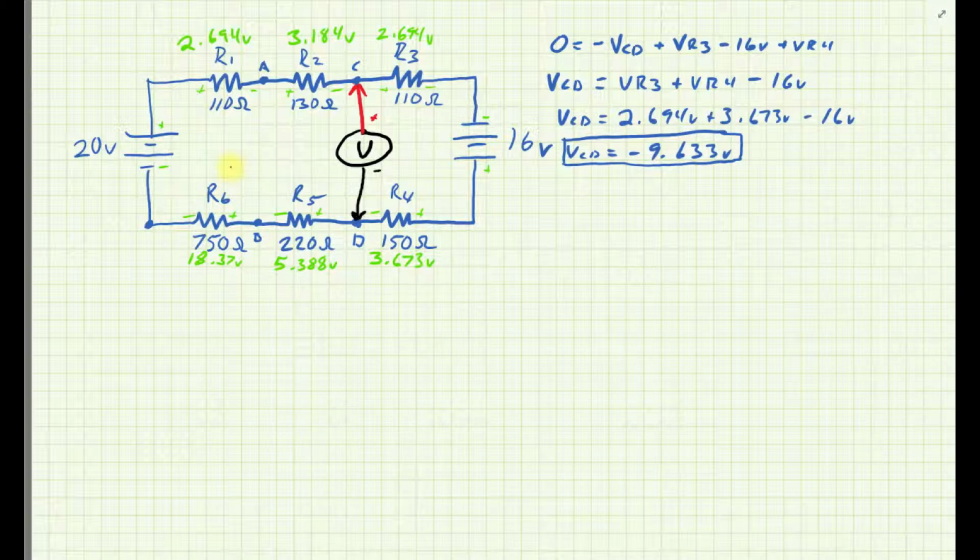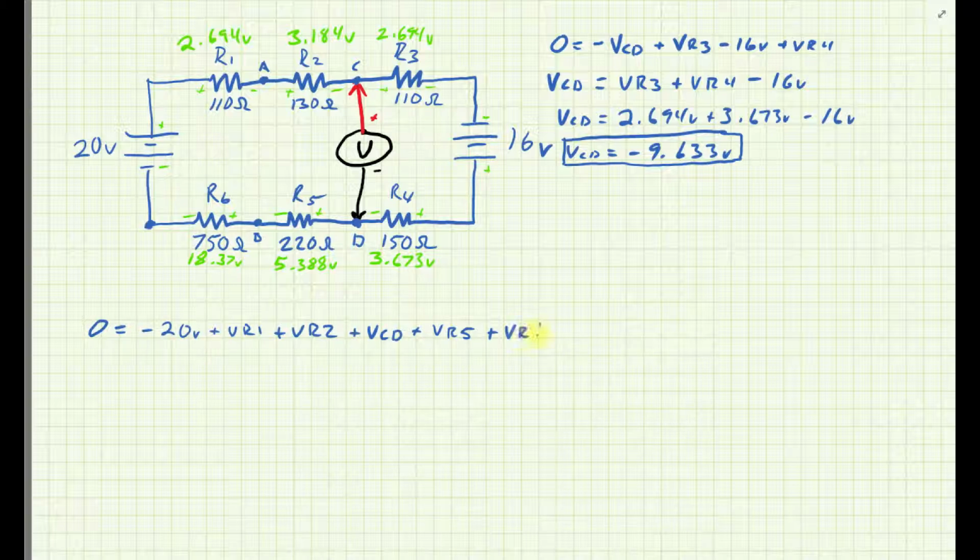Okay, now I can confirm using this other loop. I should get exactly the same value. So I'll just do it right down here, starting here as I always do. Kirchhoff says 0 equals minus 20 volts plus VR1 plus VR2 plus VCD. I hit that positive lead first, and then I'm coming down through the meter, and then I'm going to hit plus VR5 plus VR6.